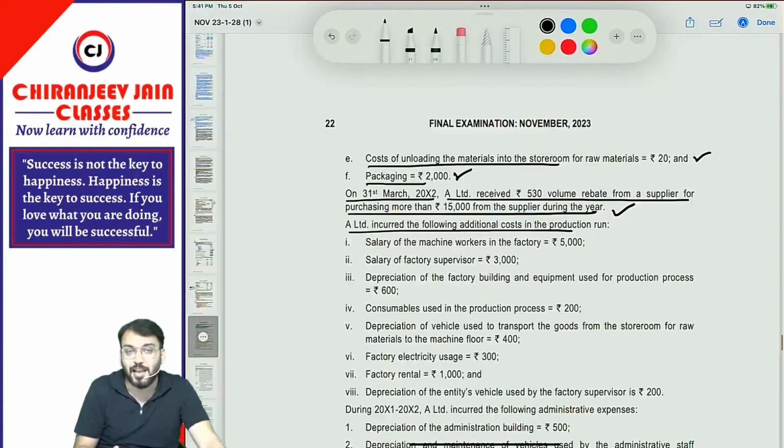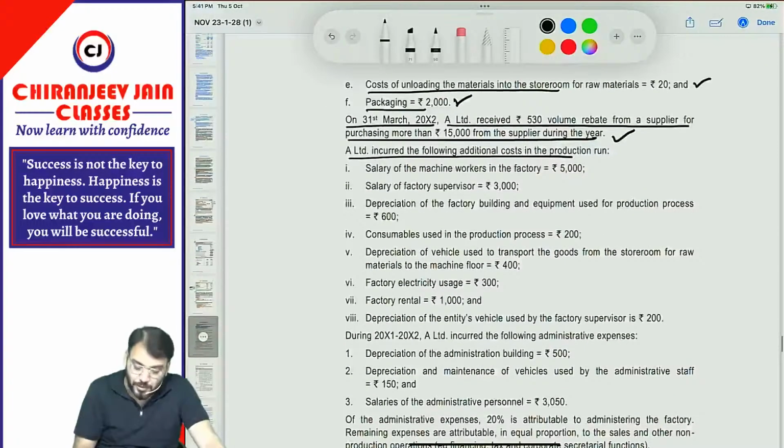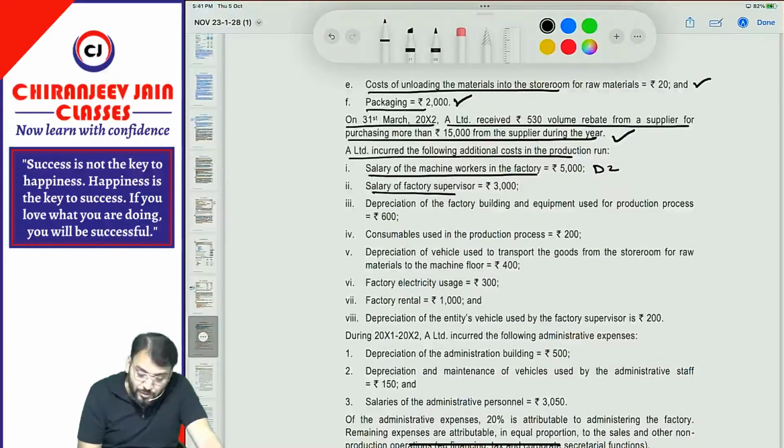Now they have given the cost of conversion, either direct labor or production overhead. You can see salary of the machine worker in the factory, so this is direct labor and will be added. Salary of factory supervisor 3000, this is production overhead. Depreciation of factory building and equipment used in the production is also production overhead. So this will be added.